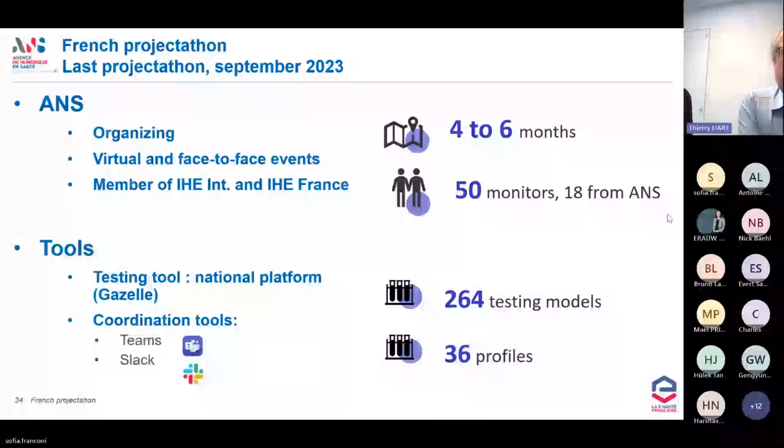Using the tool, we have a national platform testing tool based on Gazelle, and we have also two coordination tools, Slack and Teams. And as you see, for testing 36 profiles, we have also more than 200 testing models. So the organization is quite huge and complicated. Do not forget, you have to organize. It's long. Next slide.